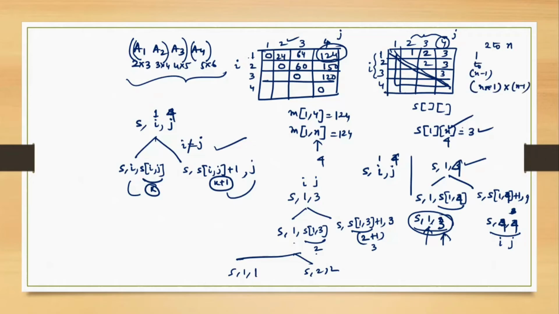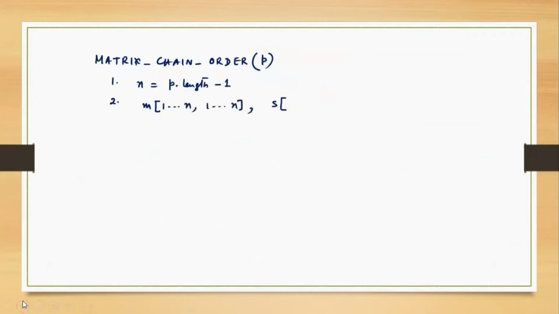So the S table is actually getting the value in the n minus 1 cross n minus 1 cells. Somebody may consider that the utilized dimension of the S table may be 1 up to n minus 1 and 2 up to n. These are the two tables that are used in this chain multiplication.